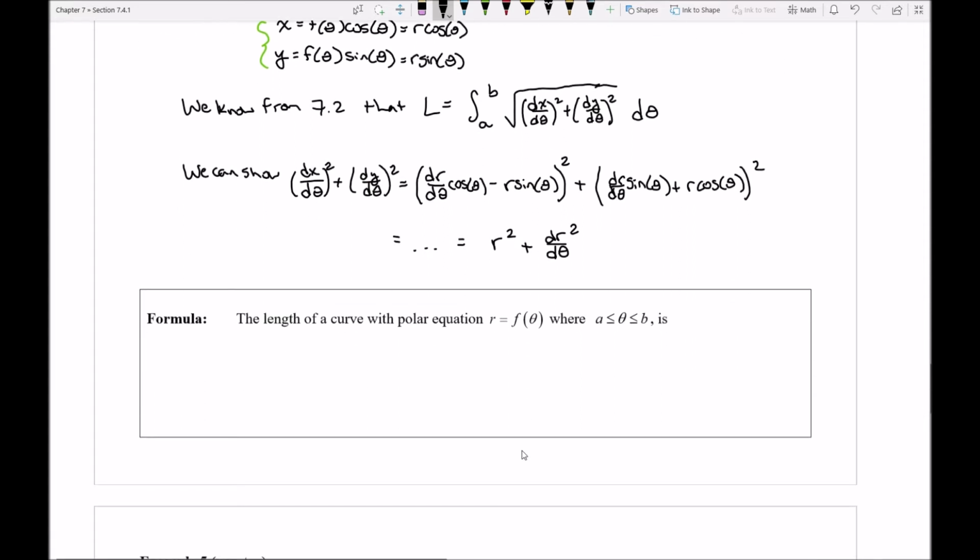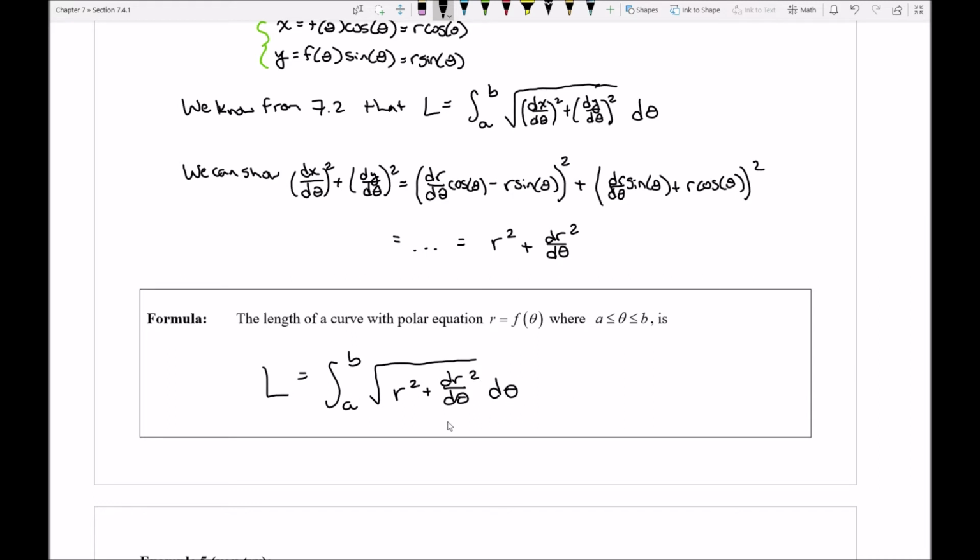And so we can go ahead and state this as our formula for arc length. If we have the length of a curve with a polar equation, r is equal to f of theta, the range on theta goes from a to b, then that arc length is given by an integral from a to b of the square root of r squared plus dr d theta squared, d theta.